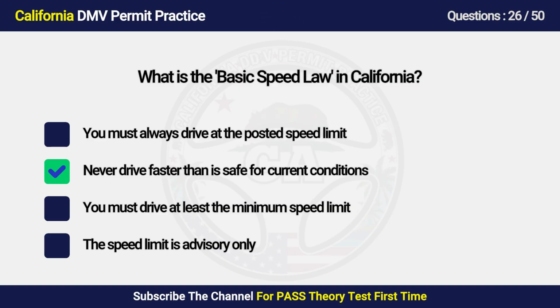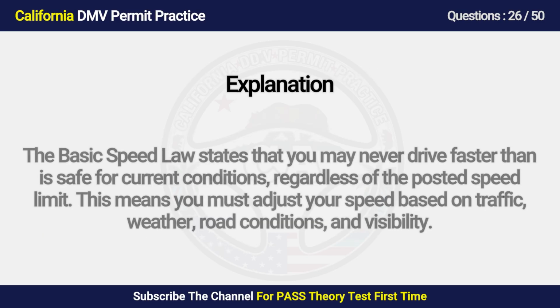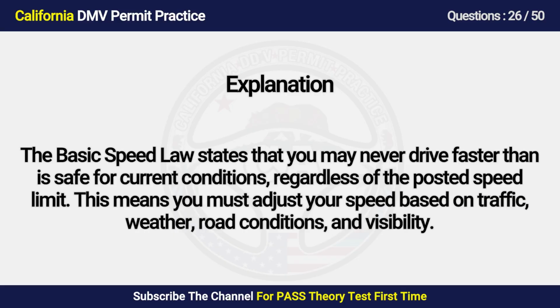Answer is B. Never drive faster than is safe for current conditions. The basic speed law states that you may never drive faster than is safe for current conditions, regardless of the posted speed limit. This means you must adjust your speed based on traffic, weather, road conditions, and visibility.